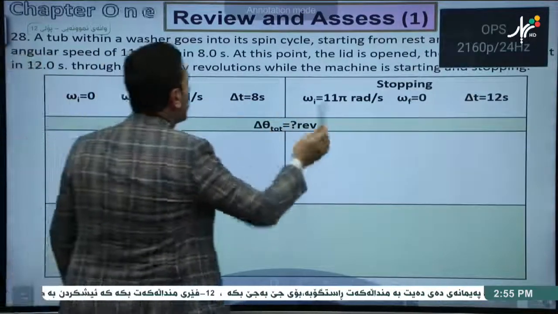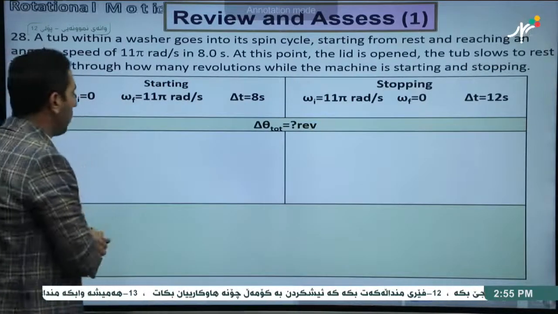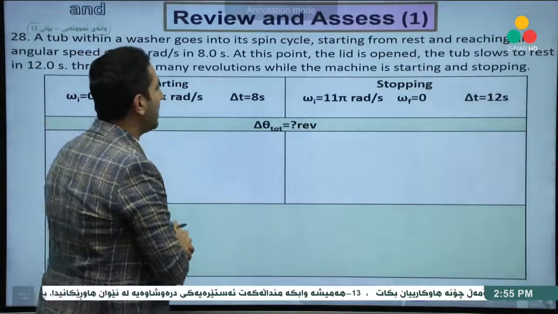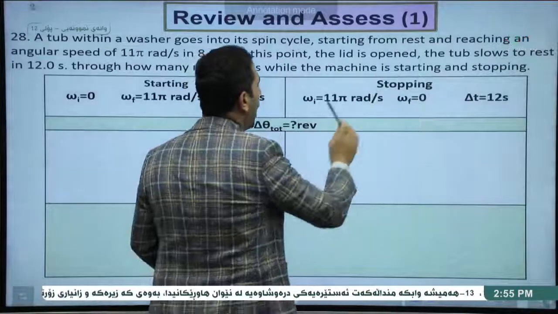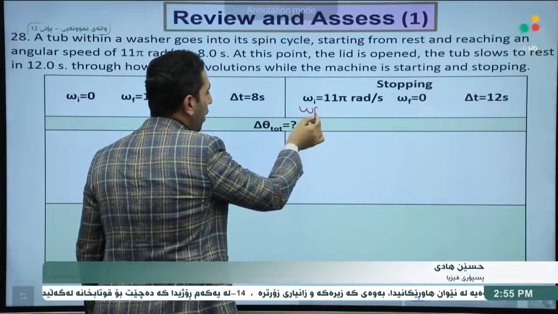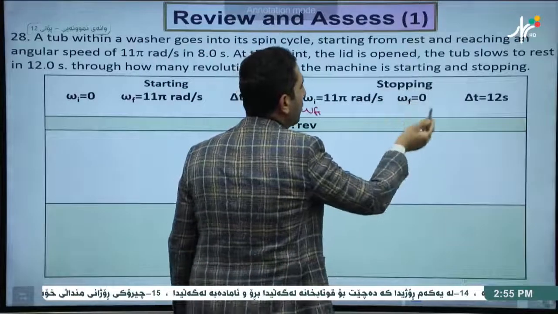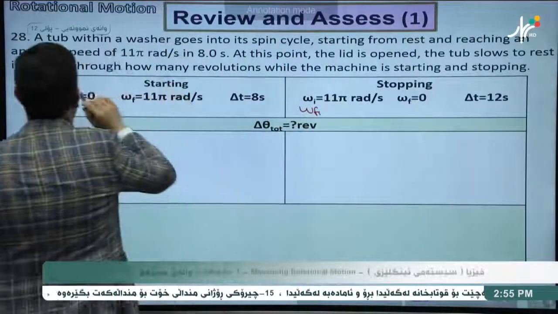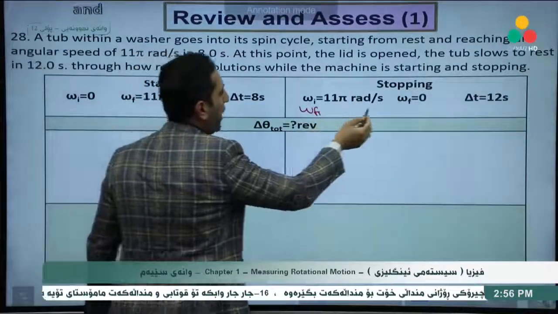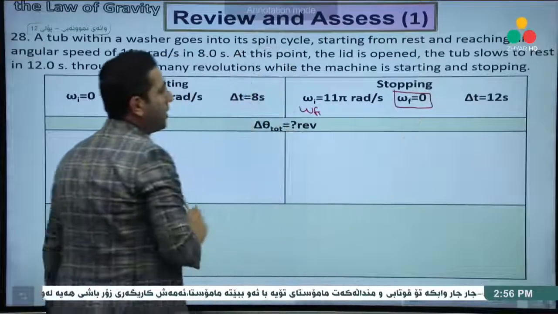We have starting and stopping. In the starting, omega initial is equal to 0, omega final is equal to 11 pi rad per second, and delta t is equal to 8 seconds. And for stopping, omega initial is equal to omega final 1. Omega final is 0 because the tube slows to rest, and delta t is 12 seconds.